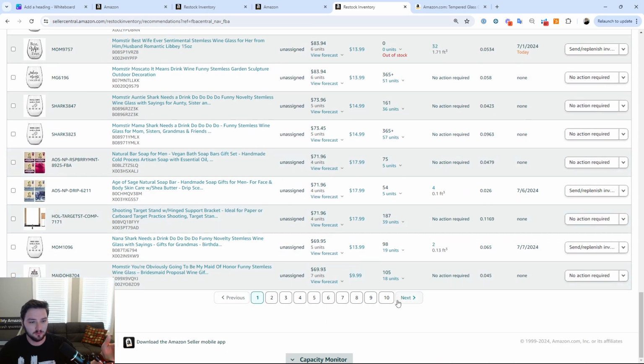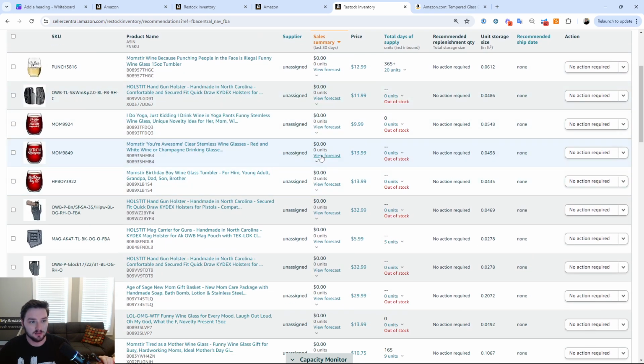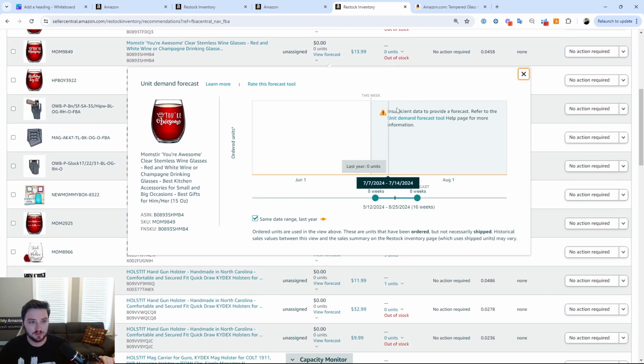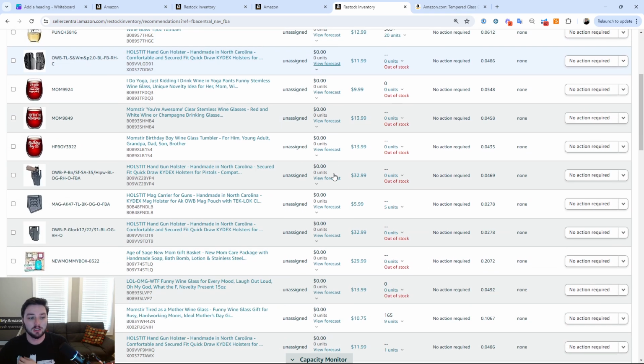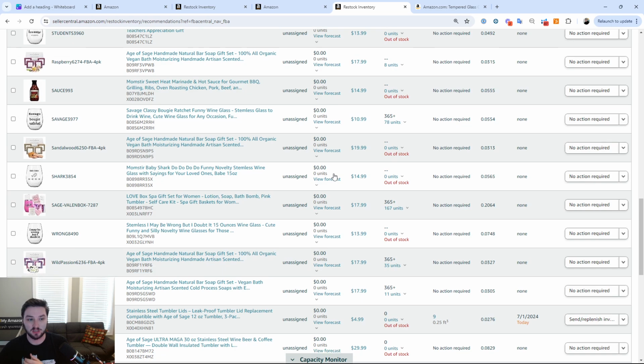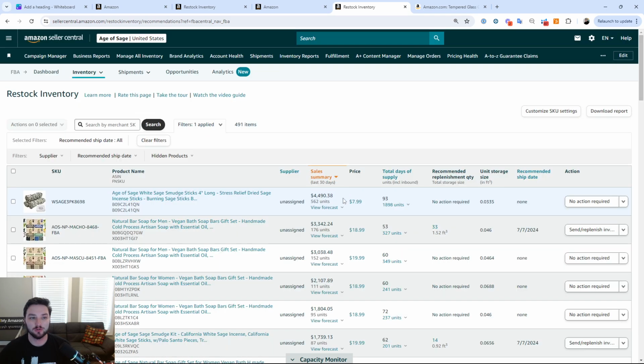Now, the one thing to note is that not every single product is going to have this kind of demand forecast. If we go all the way to the very back here, we can see there are zeros, so we don't have enough data to provide a forecast for the actual unit demand. This really comes down to whether your product has enough sales velocity. If it doesn't, then this is not going to be helpful to you, as you're not going to be able to properly predict.